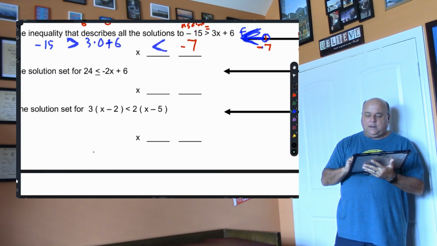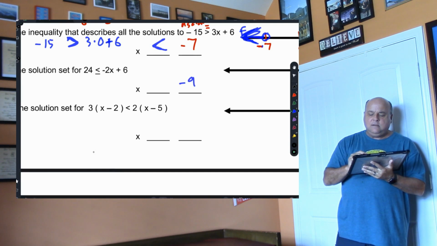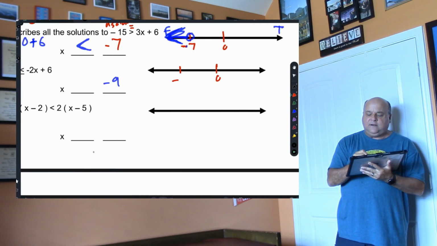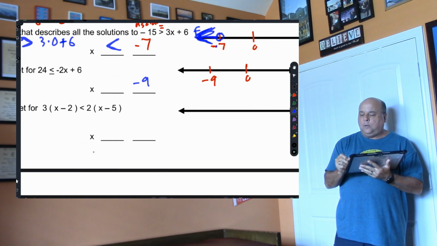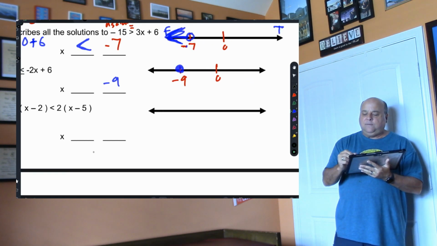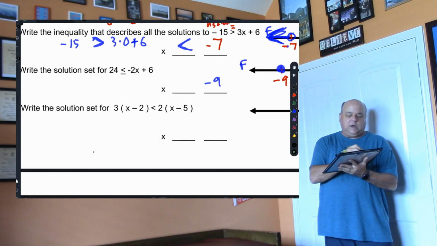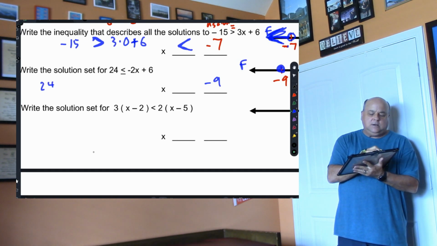So I'm going to go to my paper. I have negative 9, and now I'm going to put 0 over here, and negative 9 is somewhere on the right, and then it has an equal bar, doesn't it? That means I'm going to have a closed dot, and then this side would be true, and this side would be false.